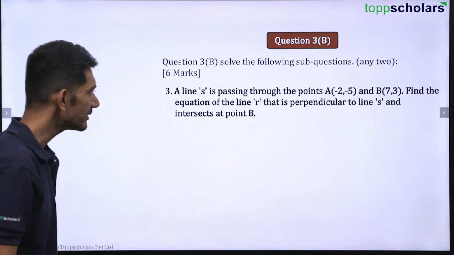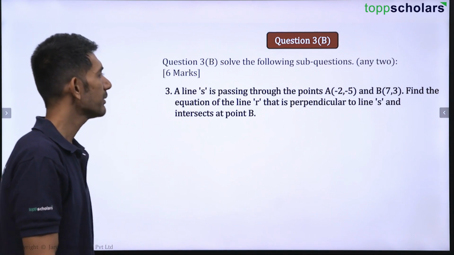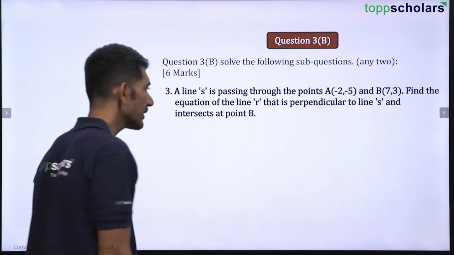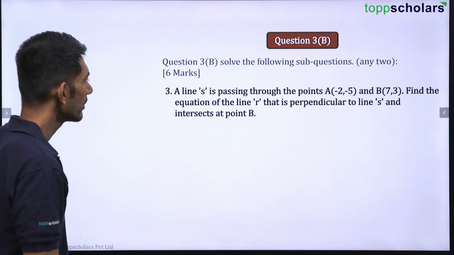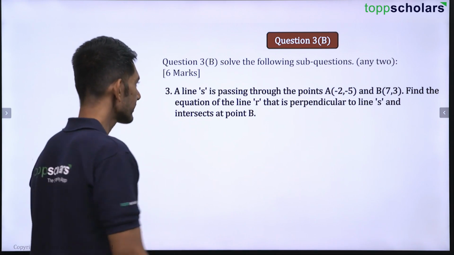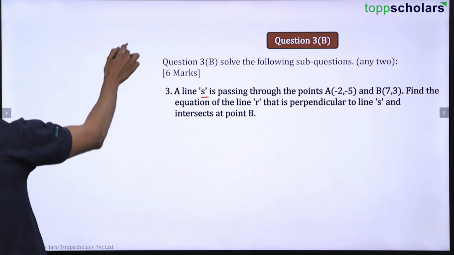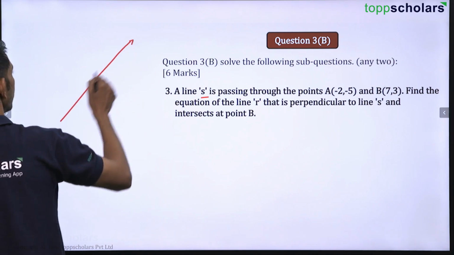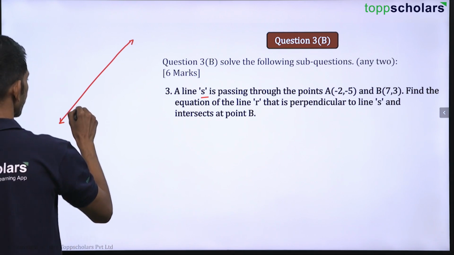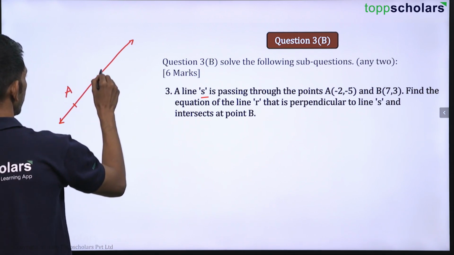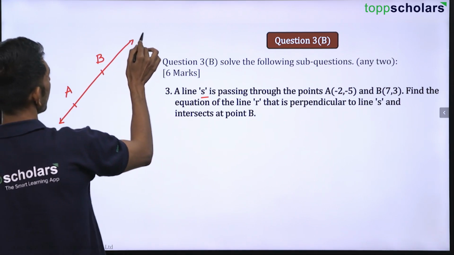It says line S is passing through the points A (-2, -5) and B (7, 3). Find the equation of the line R that is perpendicular to line S and intersects at point B. So line S is passing through the points. Understand, there is a line that is passing through the points A and B, right? That is your line S.